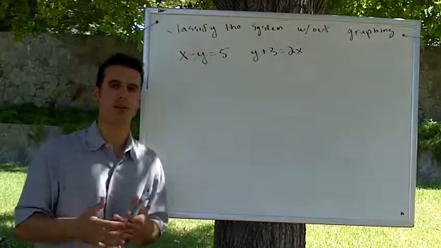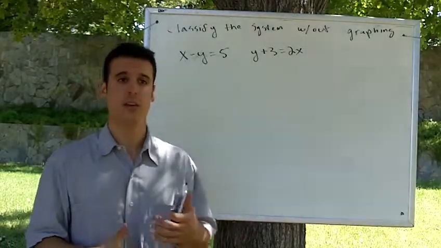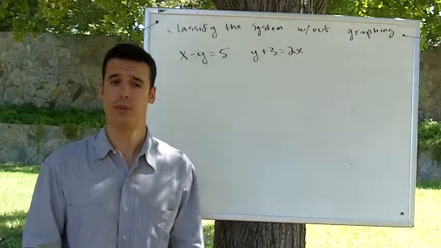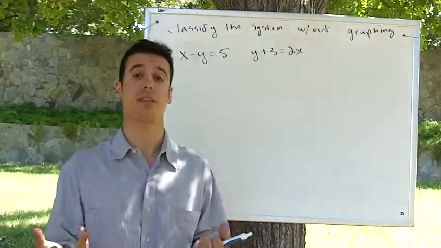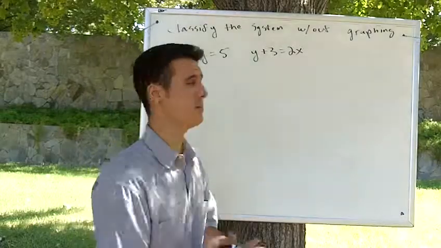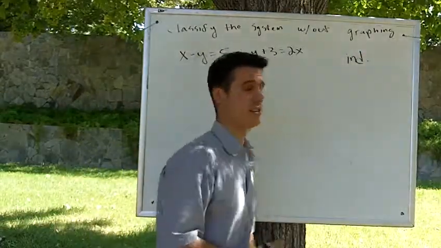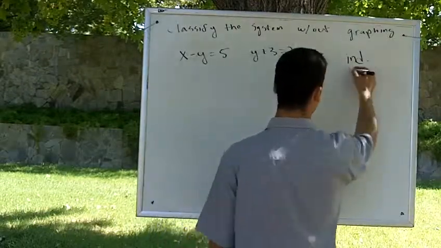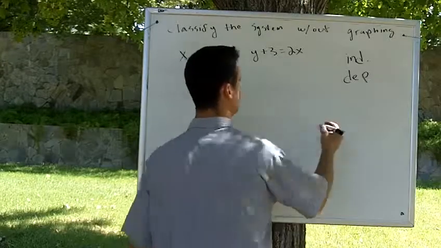Okay, so we want to classify the system without graphing. When we classify a system of equations, we can classify it as one of three things. The first one is independent. The second is dependent. And the third is inconsistent.